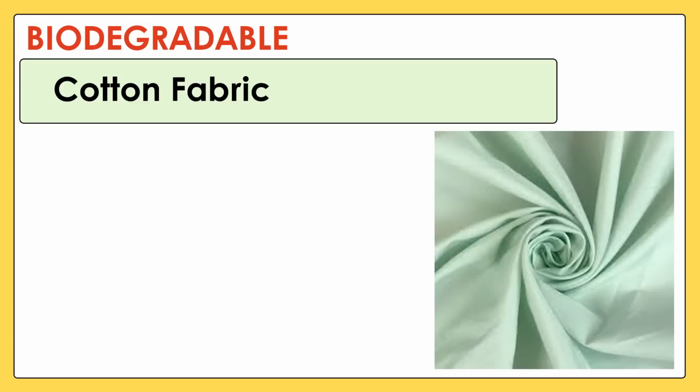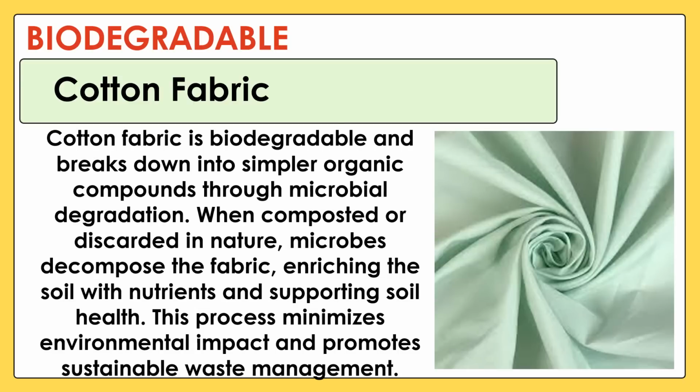The third one is cotton fabric. Cotton fabric is biodegradable and breaks down into simpler organic compounds through microbial degradation. When composted or discarded in nature, microbes decompose the fabric, enriching the soil with nutrients and supporting soil health. This process minimizes the environmental impact and promotes sustainable waste management.